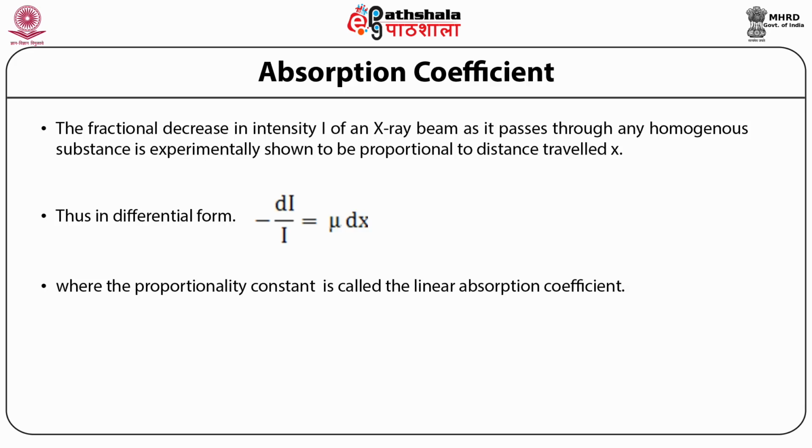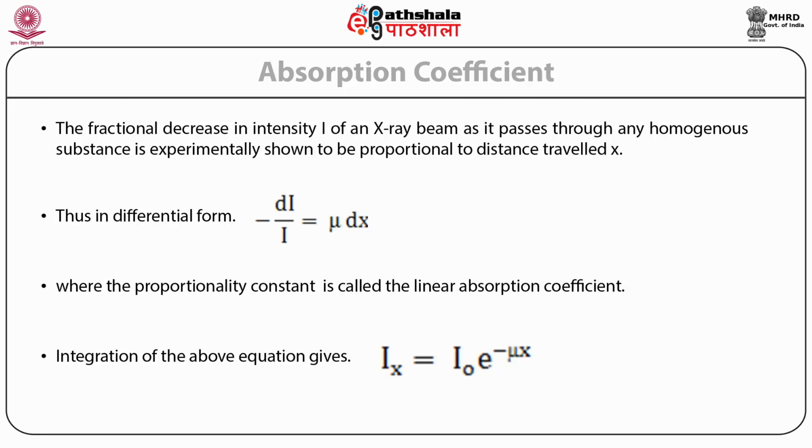Integration of this equation will lead to the formula I x equals I naught e to the power of minus mu x. The negative sign here indicates the decrease in the intensity when X-rays pass through a medium of a certain thickness. This equation shows the intensity of incident rays decreases after passing through a medium of thickness x. If mu x is greater than 1, absorption correction has to be applied.